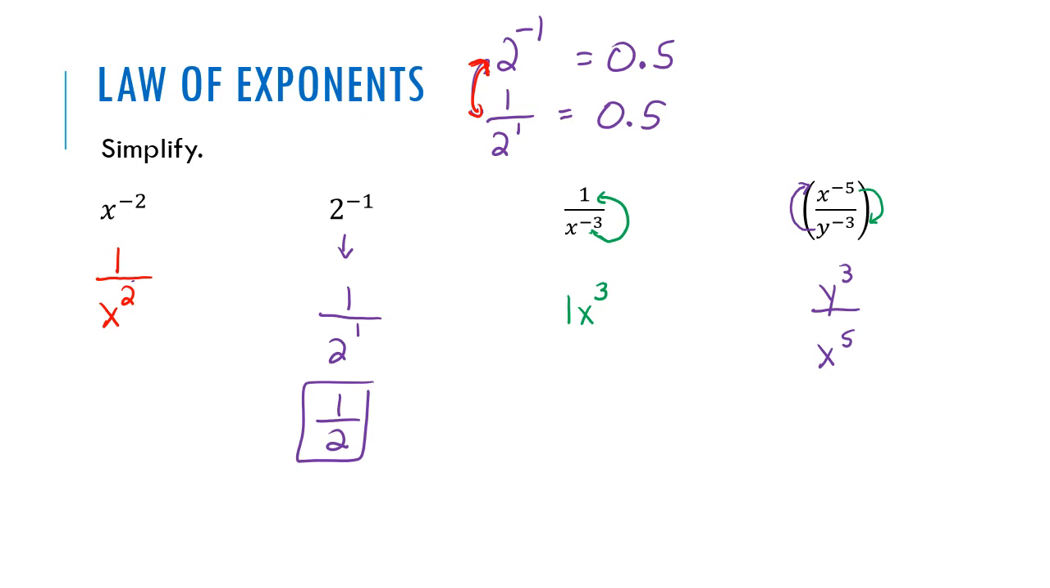So moving the position of a value switches its exponent from positive to negative and vice versa. The mathematical way of writing it out is a to the negative n equals 1 over a to the n, and you can see that 1 over a to the negative n would equal a to the n.